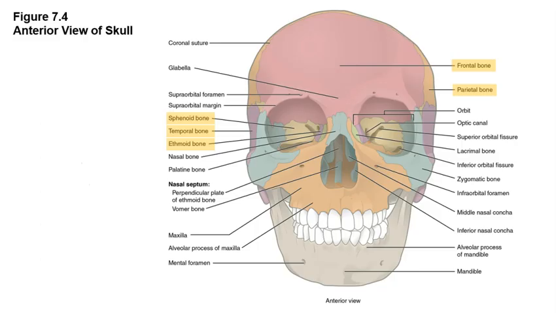From an anterior view of the skull, we can see the frontal bone, which forms the anterior and superior aspect of the skull. The parietal bones are located on the lateral sides of the skull, just behind the frontal bone. We can also see the sphenoid bone, which is located at the back of the orbits or the eye sockets. The temporal bones form the lateral sides of the skull.